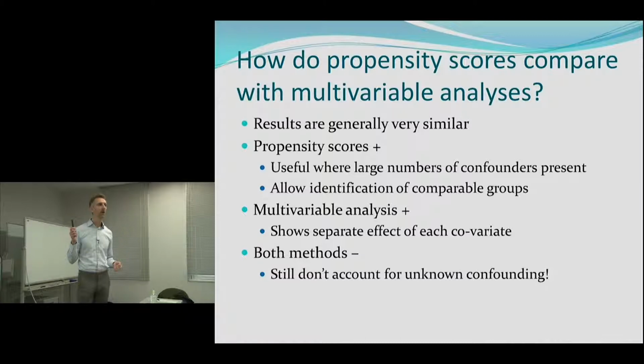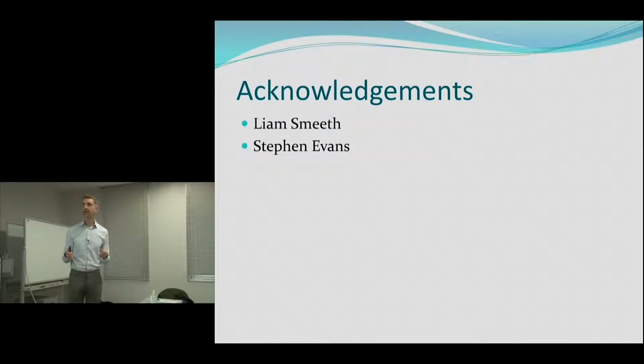Really importantly, both methods still don't account for unknown confounding. And I think that people accept this easily with multivariable approaches, but there seems to be this myth with propensity scores that we've dealt with all confounding, especially if our baseline table makes people look very similar. But be very careful, it still has the same problems. Okay. So that's the end of the talk. Are there any questions before we do the workshop part?